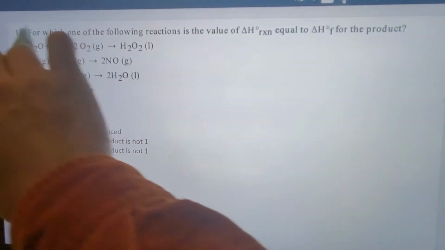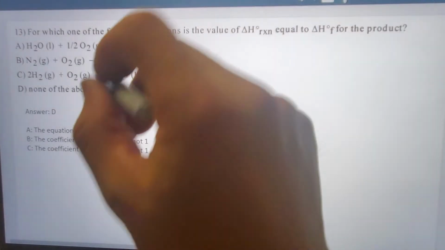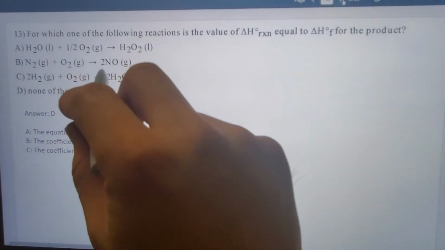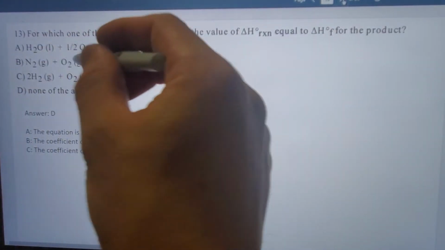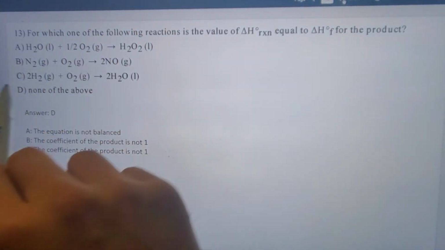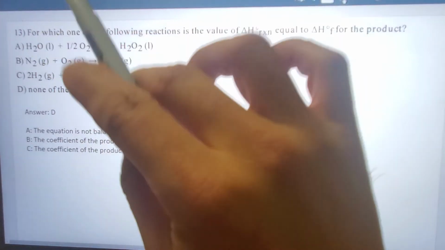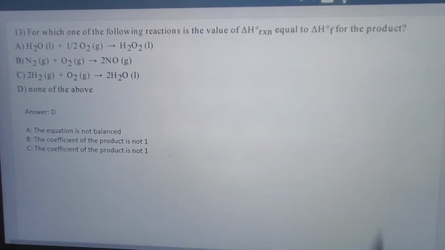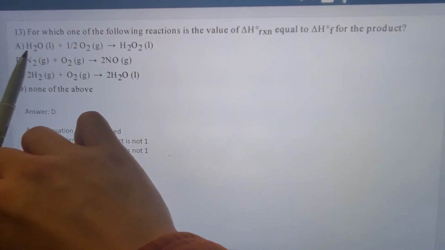All right, so we have to satisfy all those conditions. Remember the conditions? It must be one single thing on the right side. The coefficient should be equal to 1. On the left side, the reactant must be elemental. It must be in its simplest form, and the equation must be balanced. This one is not in its elementary form.